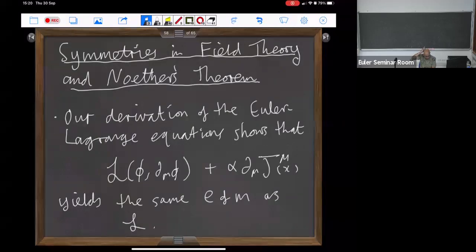So what we're going to do now is look at the relationship between... so now we're going to consider symmetries in Lagrangian field theories. We're going to give it our first look. We're going to continue looking at it next week as well. The relationship between symmetries in field theory and Noether's theorem, which is the theorem that for every symmetry of a Lagrangian field theory, every global symmetry of a Lagrangian field theory, there's a corresponding conserved quantity.